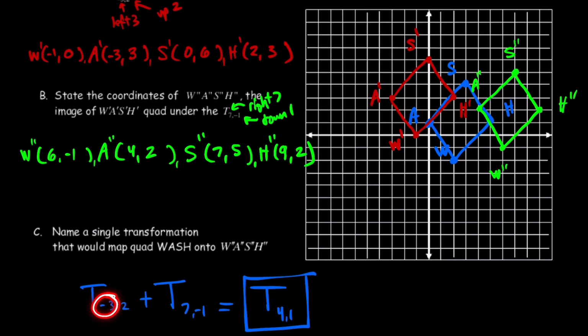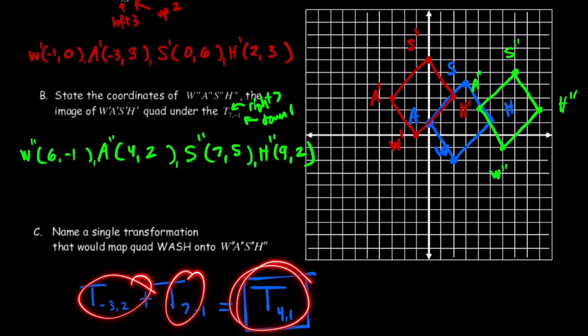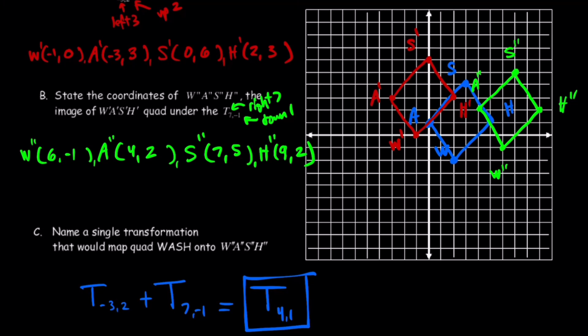Well, look what happens. You just add the x component to the x component. So what's -3 plus 7? That's 4. Add the y component to the y component. 2 minus 1, that's 1. I don't care how you get this. You can use the graph, or you can add these two together. But you have to be able to come up with that one translation that takes the first shape to the last shape.